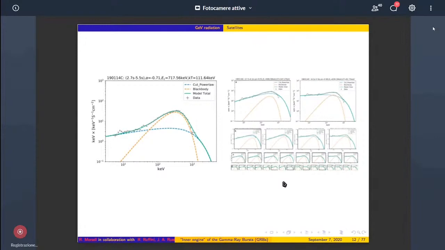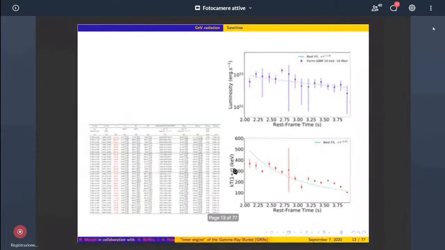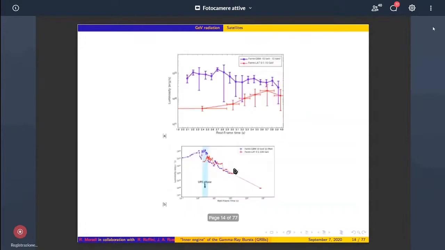Later I will explain, in the inner engine, this small thermal component can be present in a time interval of around 10 to the minus 6 seconds, as predicted by our inner engine. These are the properties of the UP phase from 2 seconds to around 4 seconds. As you can see, for simplicity, we fit by power law both the thermal component and the luminosity in the UP phase.